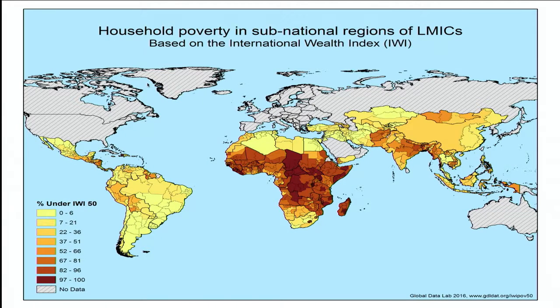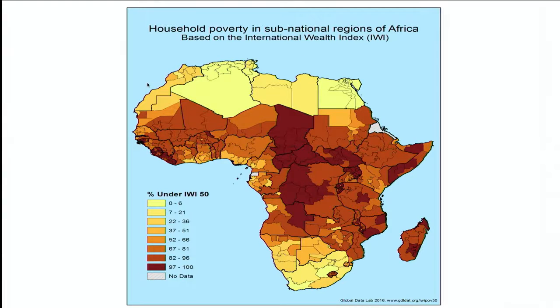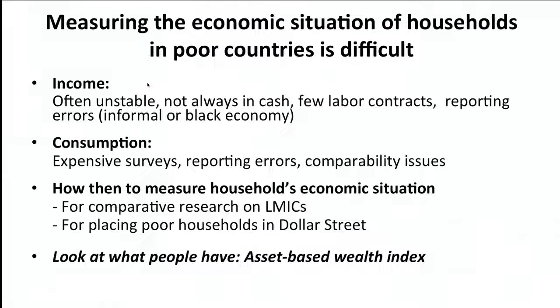So to give an indication, if you are interested in poverty in specific regions of the developing world, you can get them from our database. And here I zoom into Africa, and you very clearly see the Central African poverty range and a number of other poverty spots in Africa. And to create these indicators, we use our International Wealth Index.